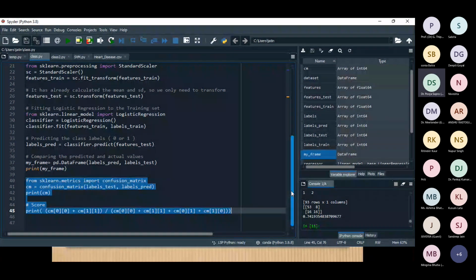Sonia ma'am, in the meanwhile, if someone has a query, other people are doing, so we can take up 1 or 2 queries right now.